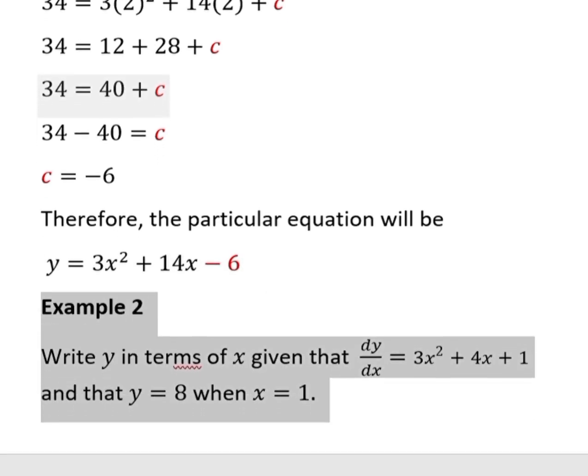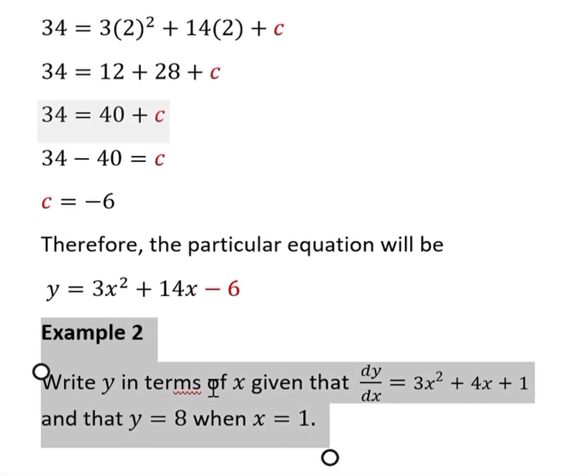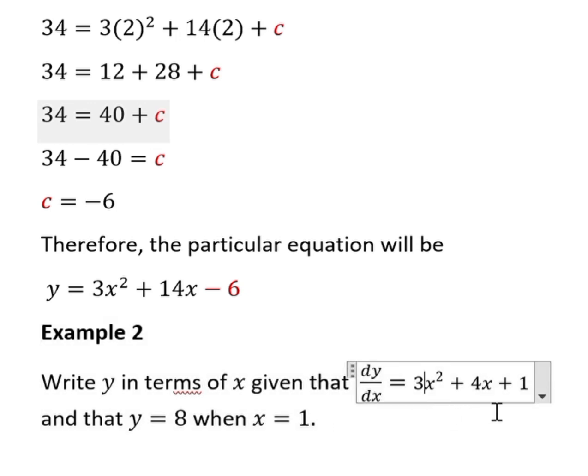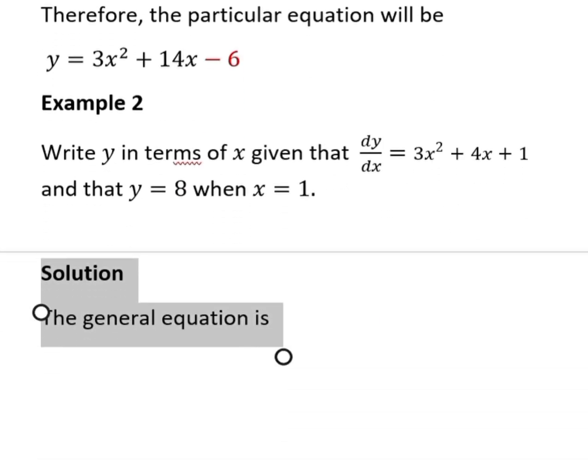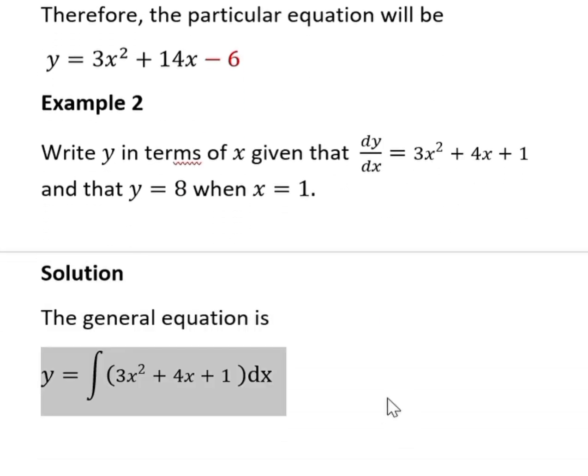Now we have another example. We are supposed to write y in terms of x, given that dy over dx is equal to 3x squared plus 4x plus 1, and that y is equal to 8 when x is equal to 1. Now, what we are looking for is the equation y is equal to something which is in terms of x. And for us to achieve that, we integrate this one, just as we have done in the first example. So we shall say the general equation is y is equal to the integral of this equation. In other words, we integrate this equation with respect to x.